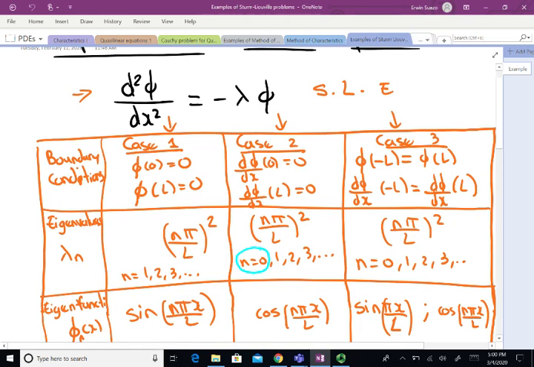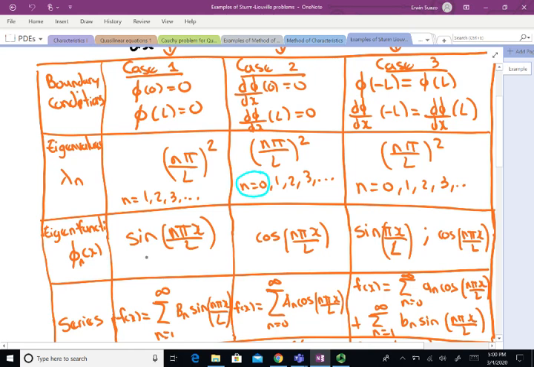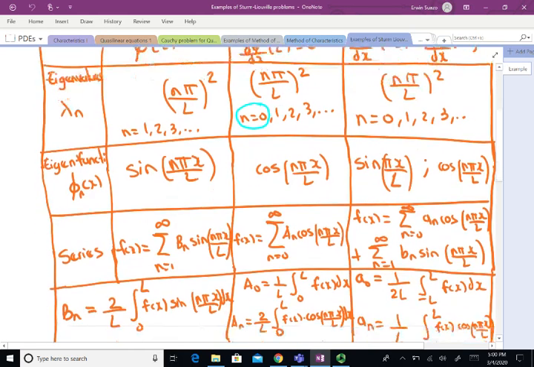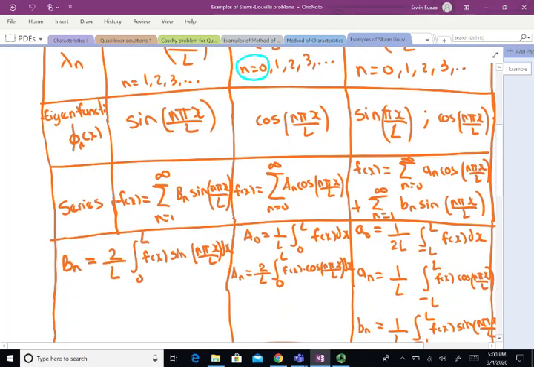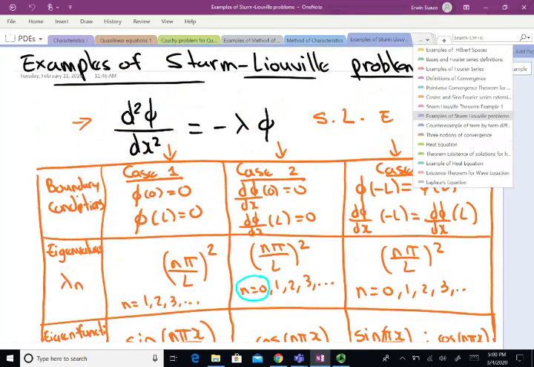So it turns out that the lambda n's are going to be (n pi over L) squared. The eigenfunctions are going to be sine of n pi x over L. Anyway, so let's go little by little.